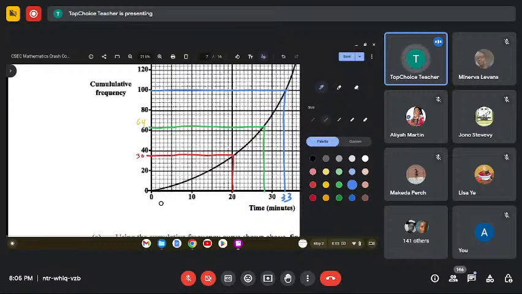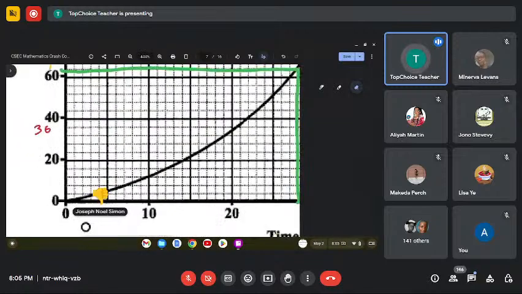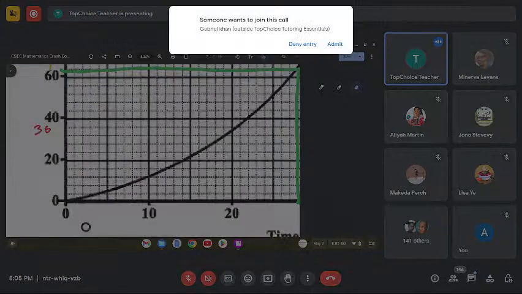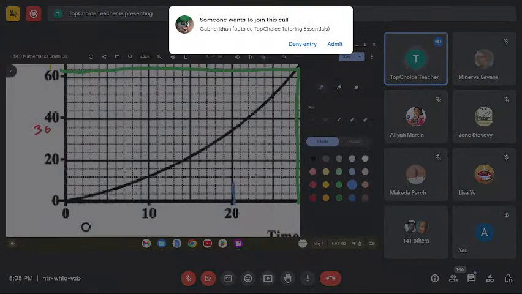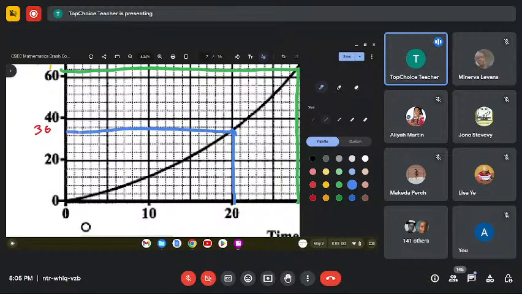It depends on how well you read off this graph. So let me just make sure. That's in the middle here. And if you go up from 20, I just want to check something here. That's here, right? And if I read across that, you will get a value close to that value there.